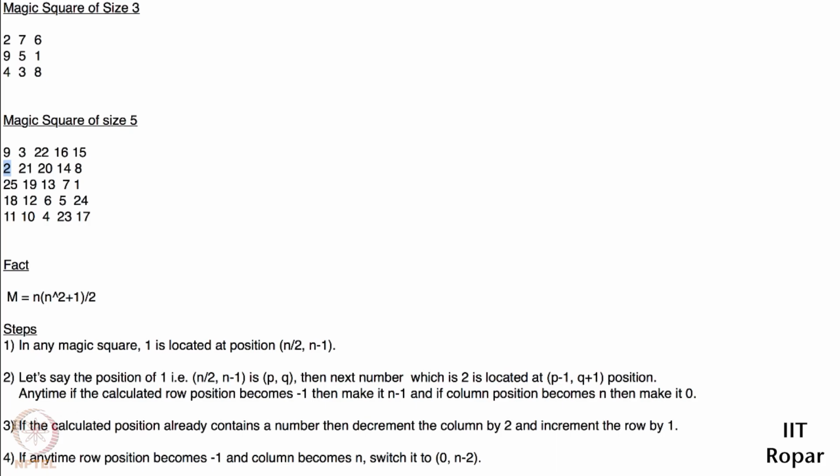Now the third fact is, if the calculated position already contains a number, then decrement the column position by 2 and increment the row position by 1. We'll see how this happens. Now the last fact is, if at any time the row position becomes minus 1 and the column position becomes n, it switches to 0 comma n minus 2.